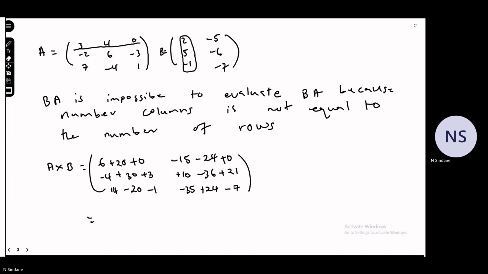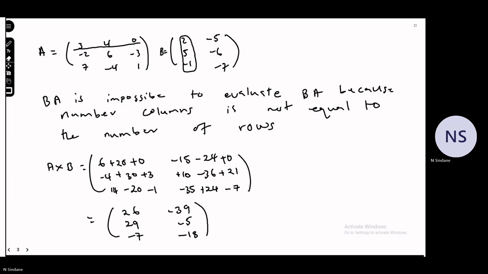Then this will be 26. So this will be 30 minus 4 is 26. 26 plus 3 is 29. Then 20 minus 14 is 6. 6 plus 1 is 7, which this will give us negative 7. Right? And then this will give us negative 39. This one will give us negative 5. This one will give us negative 18.